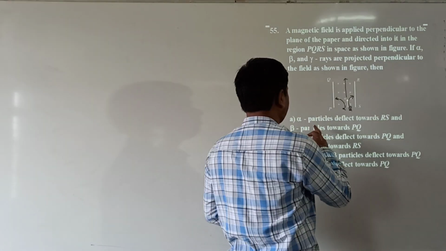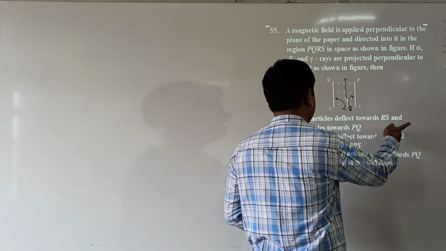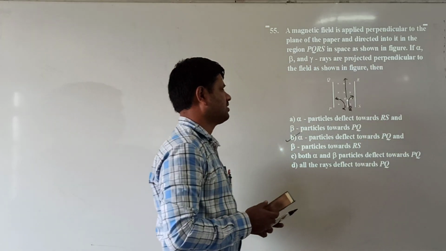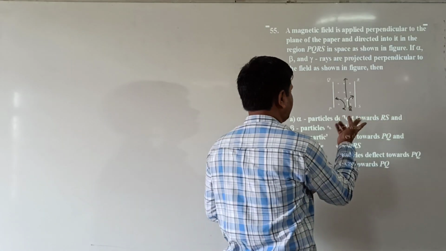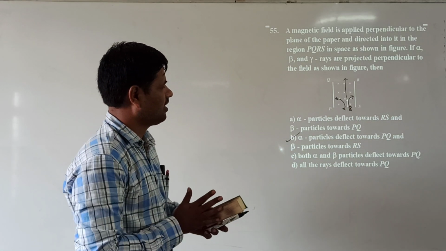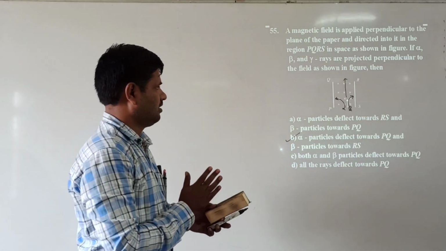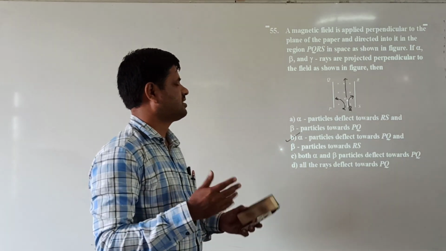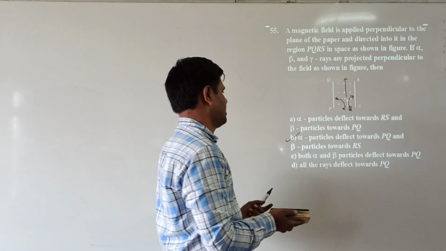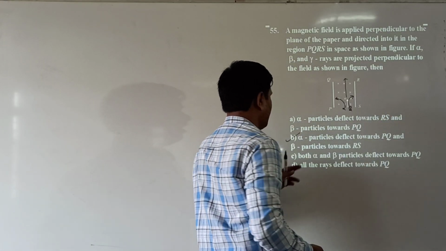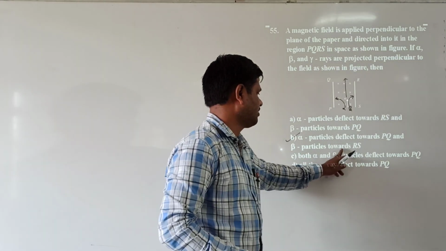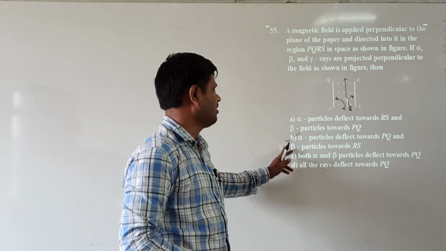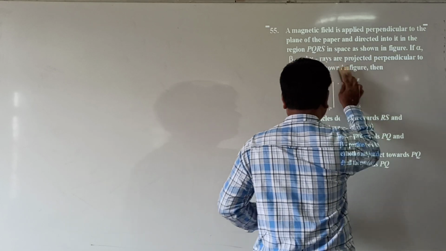When the field is directed outside the plane of the board, the alpha particle is deflected towards RS and the beta particle is deflected towards PQ. Depending upon the magnetic field, the directions of the alpha and beta particles change. But the gamma ray cannot be deflected in the magnetic field because it has no charge. That is the reason the alpha particle is deflected towards PQ and the beta particle towards RS. B option is correct.